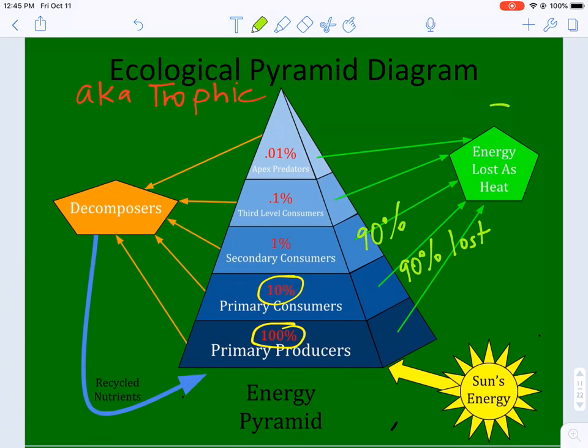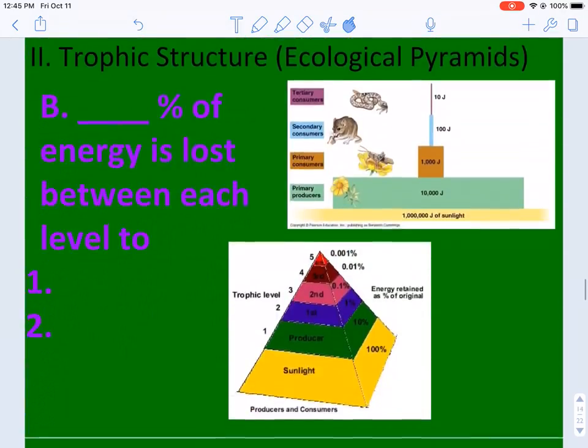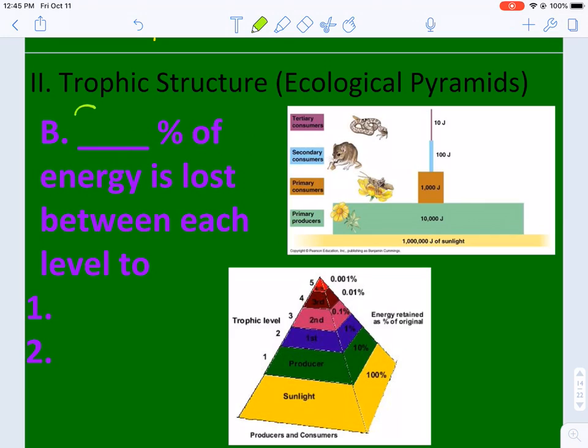Now, a big part of where that's going is it's getting lost as heat. That's another form of energy, right? I eat my meal and then my body is heating up, but it's not necessarily going to making me larger. Not all of what I eat, at least. So we can say that 90% is lost, and we could also say 10% is kept. So 90% of energy is lost between each level.